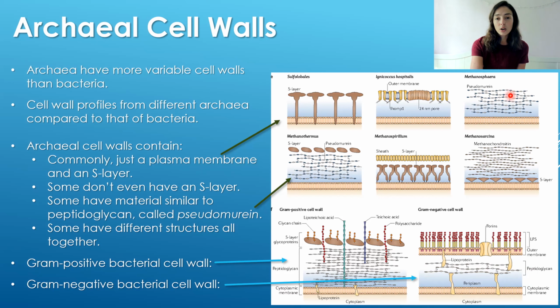In archaeal cell walls, they can have just a plasma membrane and an S layer, keeping it simple. Some don't even have the S layer, even more simple. And some have material similar to peptidoglycan called pseudomurein, and some have different structures altogether. Some of these variations are shown here.